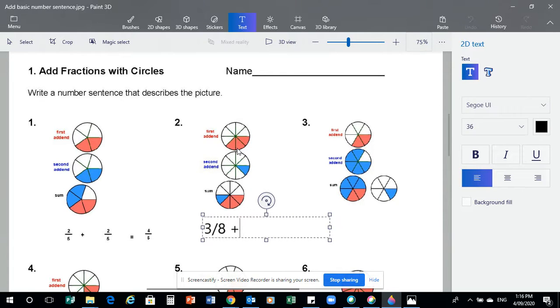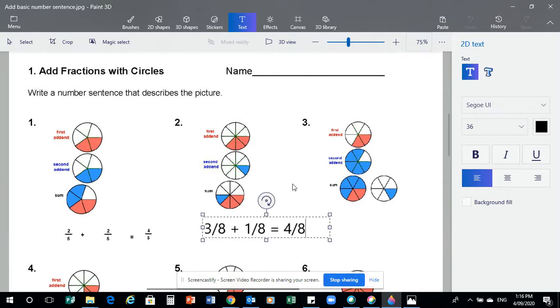and then plus. Then we have a look here. There's only 1/8 shaded, so that's plus 1/8, and that is the same as. And we have a look down here. We've got 1, 2, 3, 4/8.